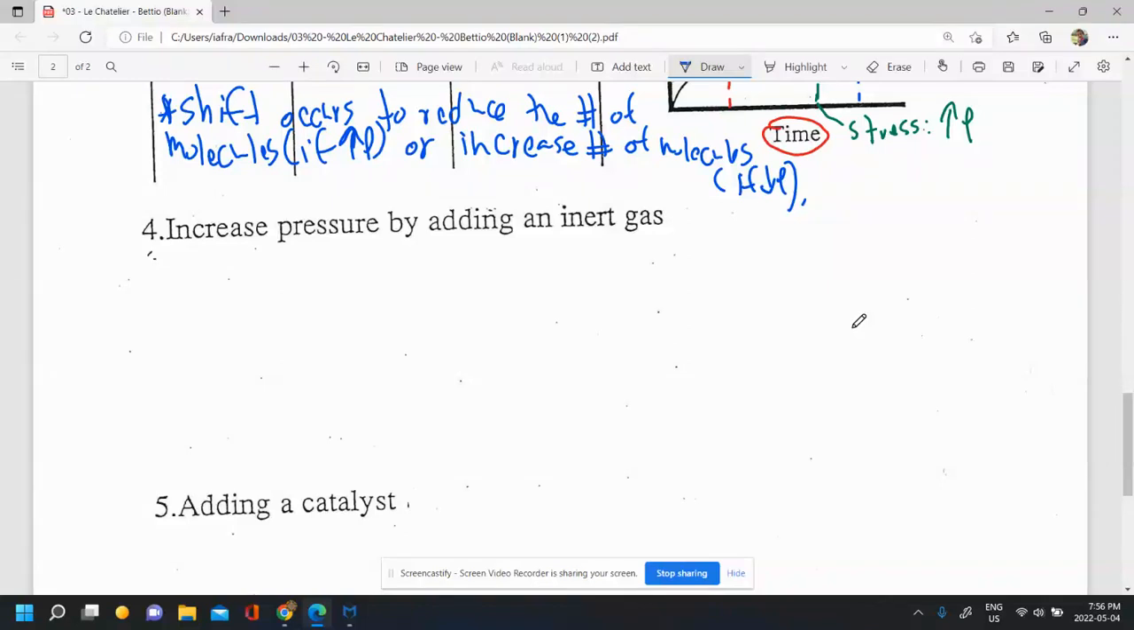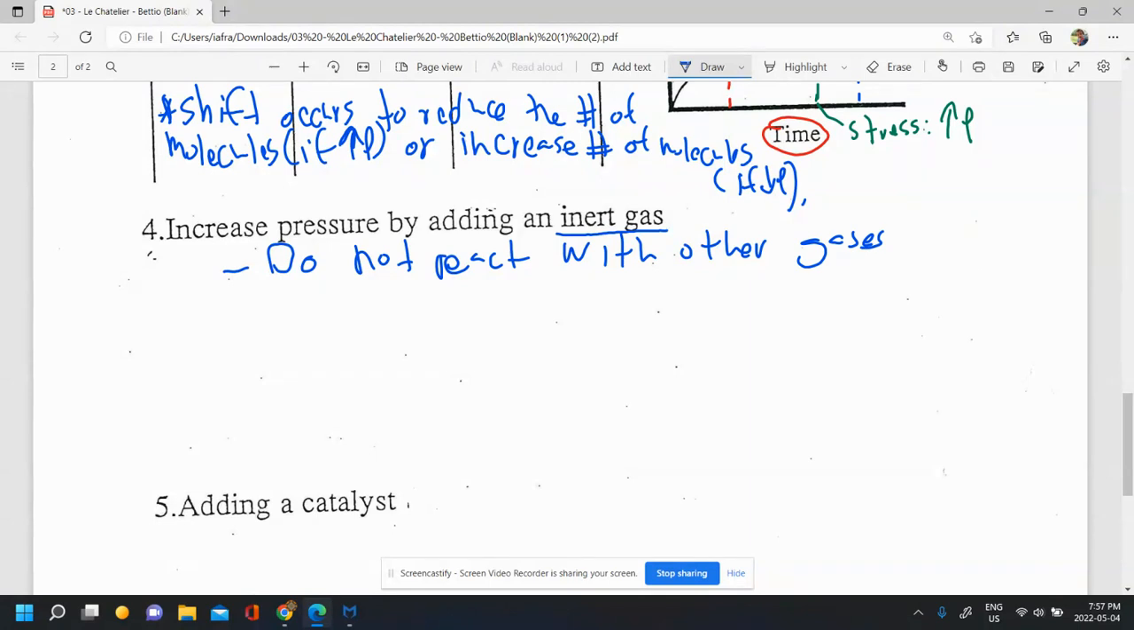So there are other things that you can do to a system, but a lot of these things will actually not affect the equilibrium position. So one thing you can do is increase pressure by adding an inert gas. And we would say inert gas, that's something that does not react with other gases in the system. So it won't react with the X gas or the Y gas or the Z gas.